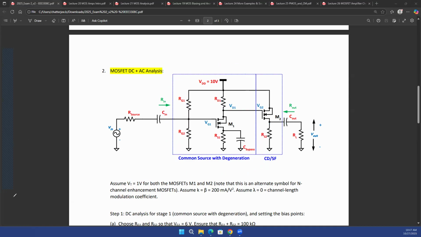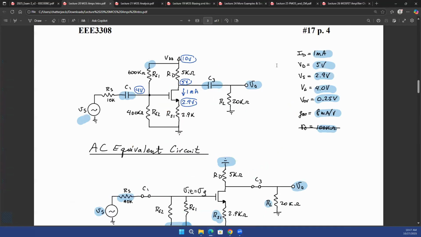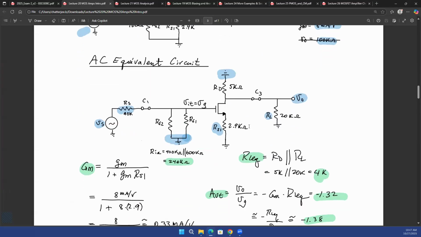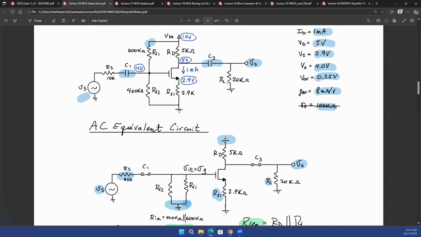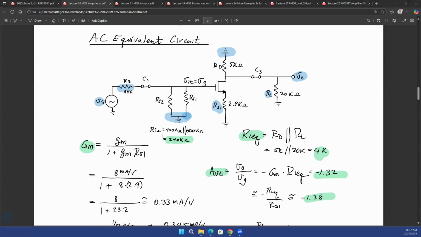Now, if I just recap a little bit, first we wanted to find out the DC operating points, and then we found the DC operating points. Then we wanted to find out the AC gain, and for that we figured out the uppercase GM, the overall transconductance of the circuit, which is GM divided by 1 plus GMRS, because the source is degenerated in this case.